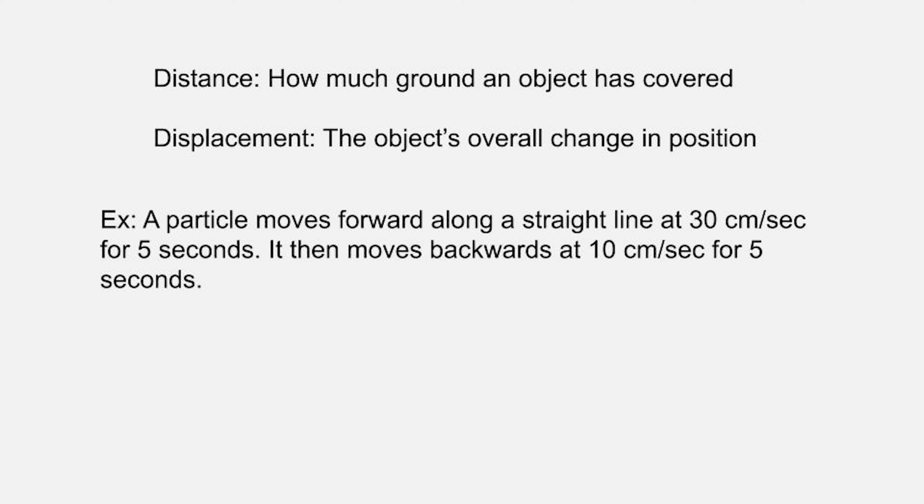For a more hands-on example, let's say that we have a particle that moves forward along a straight line at 30 centimeters per second for 5 seconds. It then moves backwards at 10 centimeters per second for another 5 seconds.